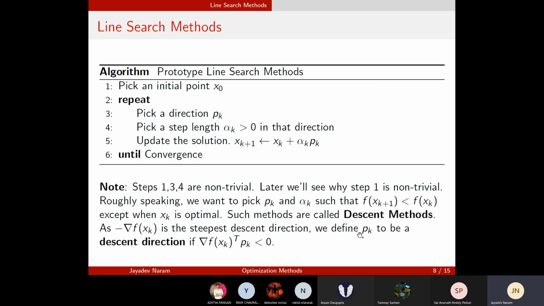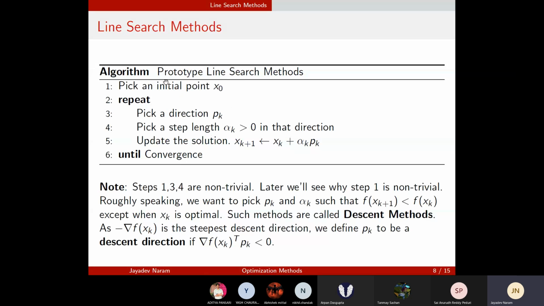So we characterize descent methods by a descent direction, and the descent direction is any vector pk such that its dot product with grad f of xk is negative. So it says that it has an acute angle with the steepest descent direction. Then it is called a descent direction. So basically, we want to look at descent methods which pick some descent direction and also some step length such that eventually it converges. And the rate of convergence should also be an important factor when we are considering the optimization algorithm.